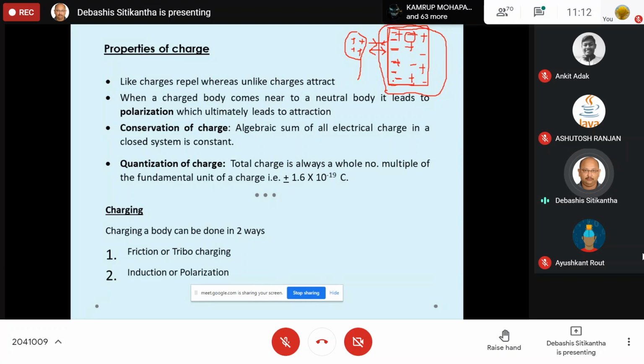The third one is conservation of charge. As you can see over here, it is written that the algebraic sum of all electrical charge in a closed system is constant. What does that mean? Suppose I have a closed system. First we have to understand what we mean by a closed system. When we talk about a system, it can refer to a mechanical system, a thermal system, or an electrical system. Since this syllabus deals with electricity and magnetism, the closed system here is nothing but a closed electrical circuit.